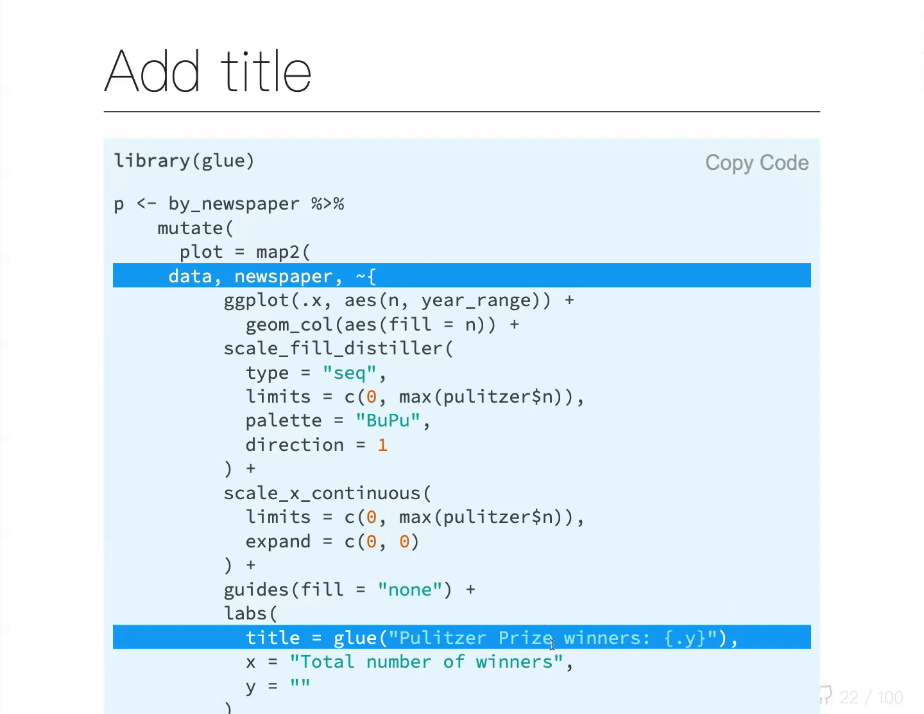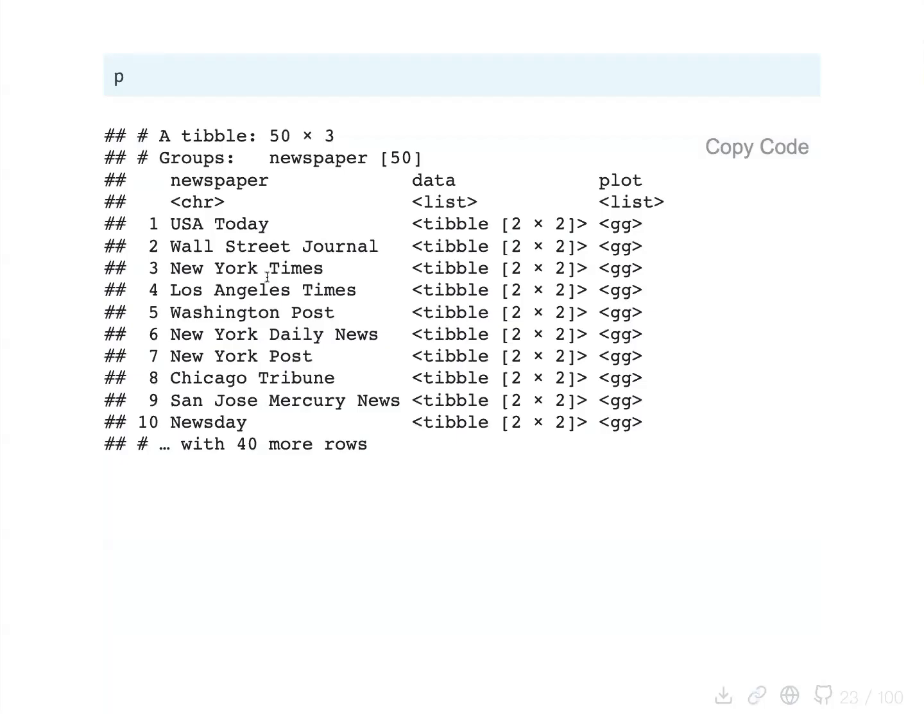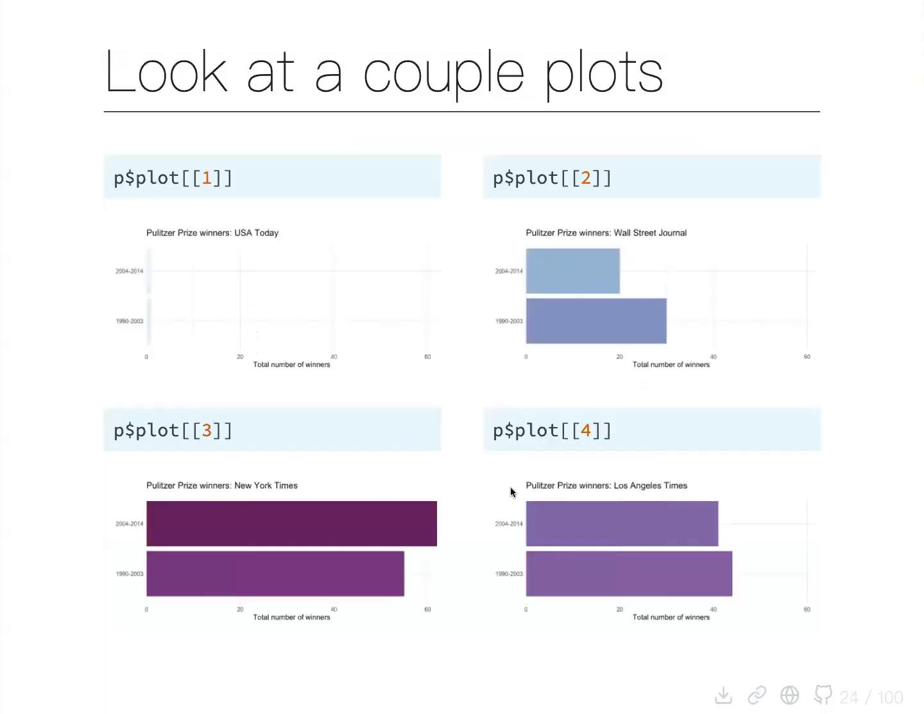So here I'm saying Pulitzer Prize winners, and then in curly braces, .y. So whatever the .y is, which is newspaper, it's going to loop through that and insert it for each of them. Okay, so I already showed this, but this is what the resulting data frame ends up looking like. We have all the data, but now we have all the plots for them. Okay, so we could look at a couple of them if we wanted to.